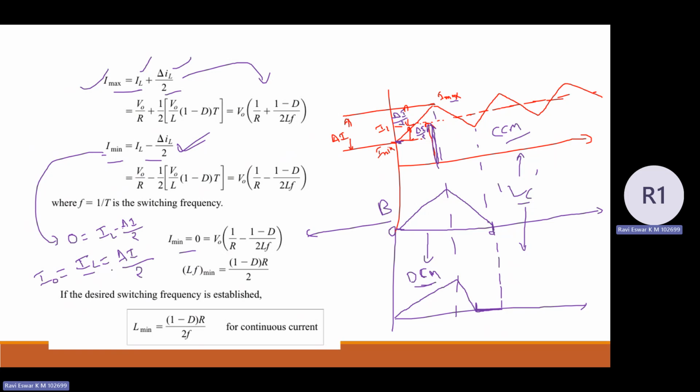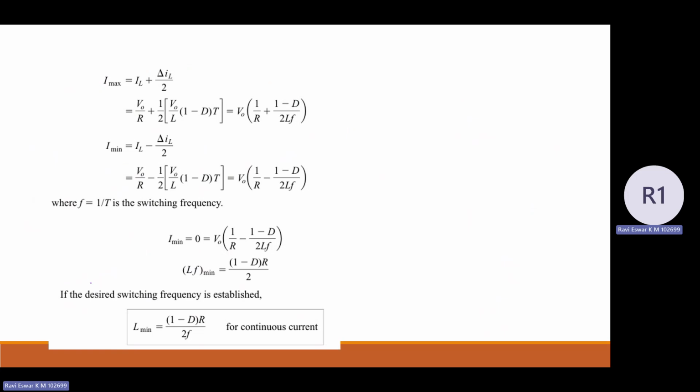You know the value of del I also. Del I we already derived in the previous discussion. So you know the IL value. You can figure out the critical value of L, the minimum value of L that needs to be maintained for continuous current. By solving this, you can figure out the minimum value of L required for the continuous current.